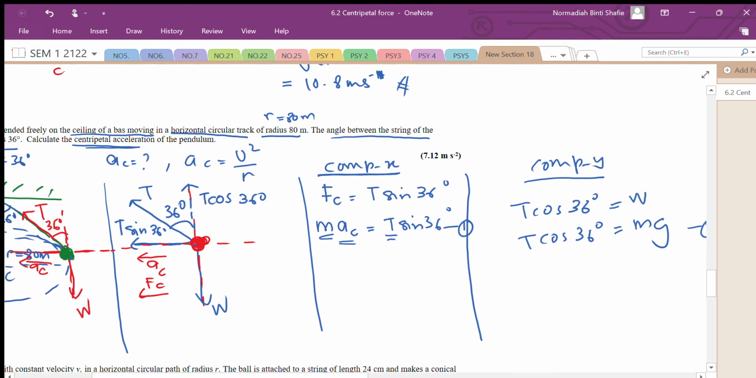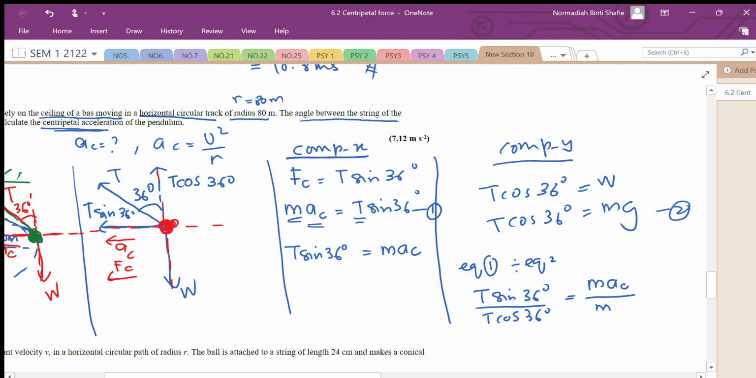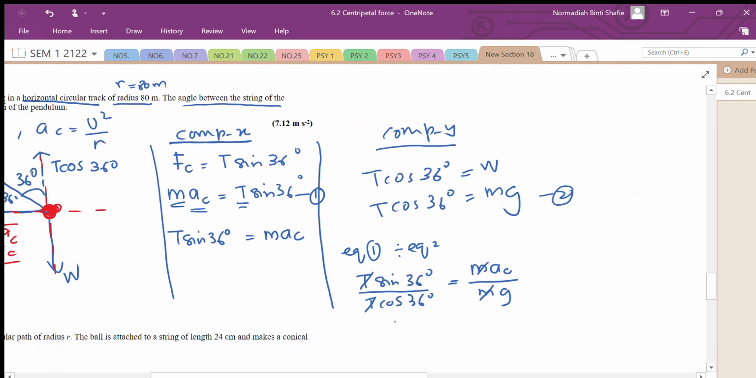cancellation. Okay, di mana kita boleh ambil equation 1 divide by equation 2. So before kita divide, kita susun bagi cantik-cantik dulu equation 1. T sin 30 degree equals to MAC. Equation 2 kita adalah T cos 30 degree equals to MG. So, T sin 30 degree divide by T cos 30 degree equals to MAC over MG. Cancel M, cancel T, T, dan kita dapat sin bahagi dengan cos equals to tangent theta, which is tangent 30 degree equals to AC over G. And then rearrange balik equation. AC equals to G times tangent 30 degree.